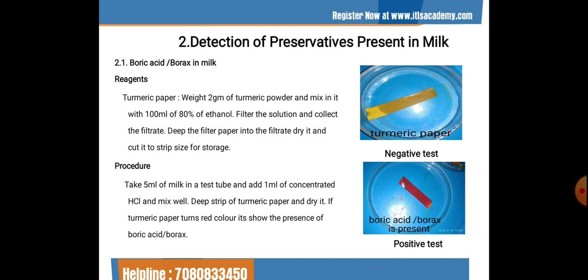If the turmeric paper turns red, it shows the presence of boric acid. If it does not change color and appears only yellow, then it shows a negative test. It means no boric acid is present if the turmeric paper retains the same color, and if it turns red, it shows the presence of boric acid in the milk.